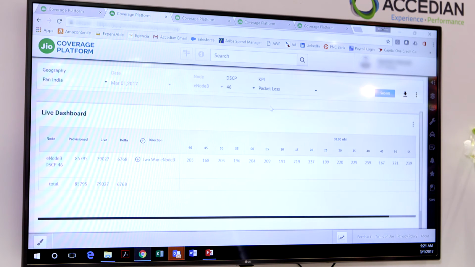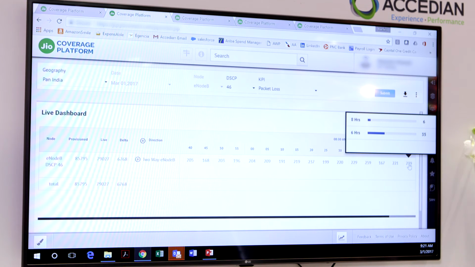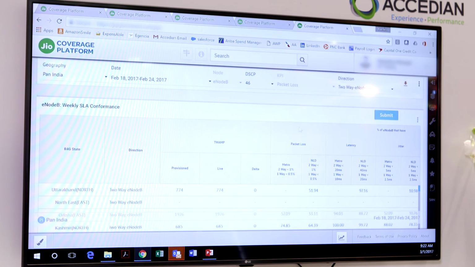And what this allows us to see is, by class of service and by KPIs, what's my impact right now within the last 5 minutes? So what you can see, for example, is we have 239 violators. But do we need to go to 239 locations or focus on 239 sites? No. We can see that 35 have been violating over the last 6 hours, 6 over the last 8 hours. So we have just in one click gone from a focus of 239 to a focus of 35 and a big focus of 6.